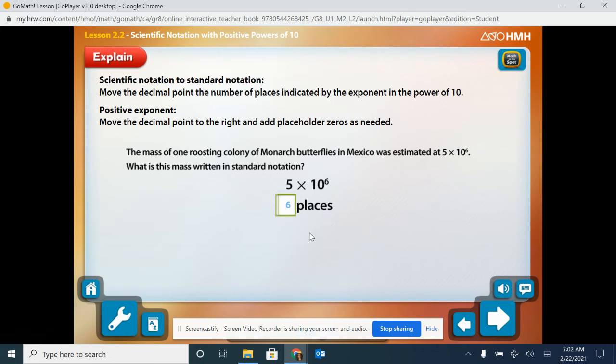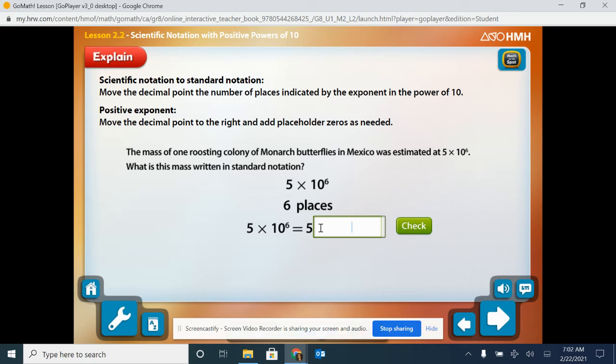Anyways, 6 places. That's right. The exponent is 6, so the decimal point moved 6 places. Place the decimal point. Since you are going to write a number greater than 5, you must move the decimal point to the right. Write the zeros that you will have to add to move the decimal 6 places. So it's going to be 5 and then 10 to the 6th power.